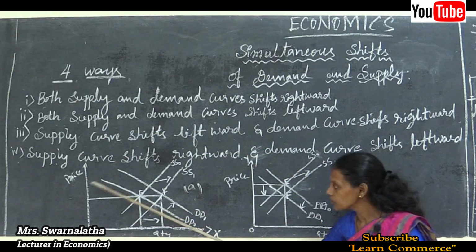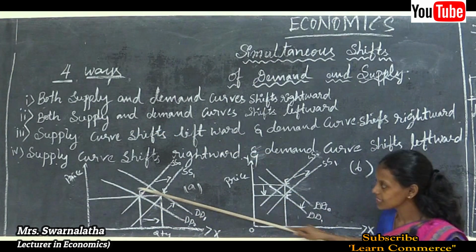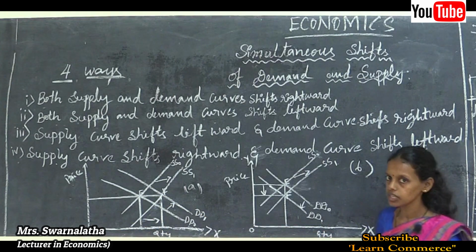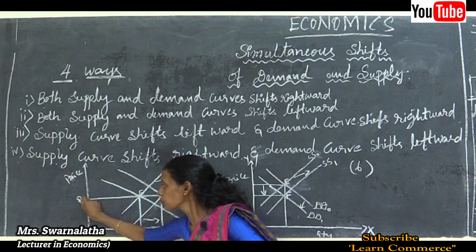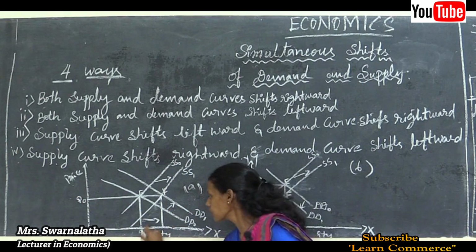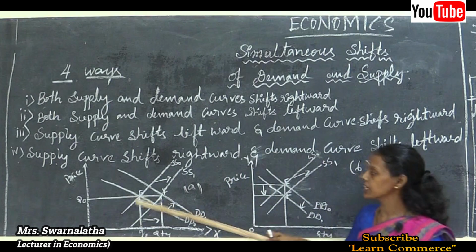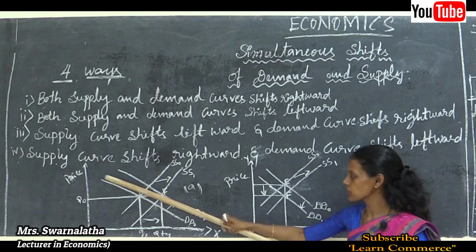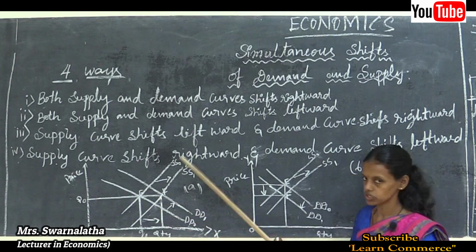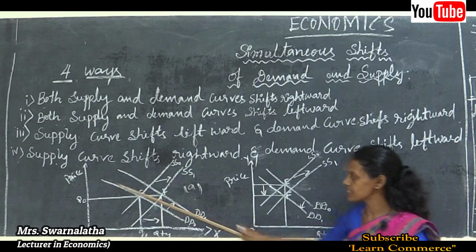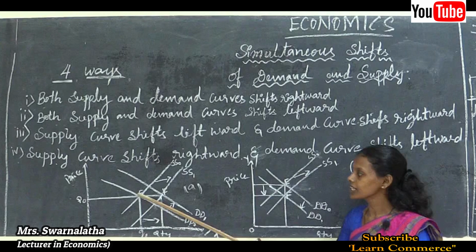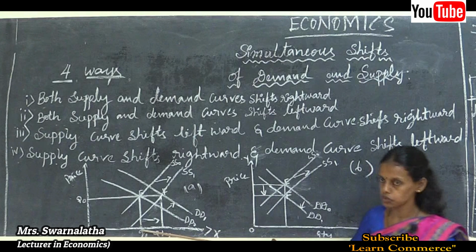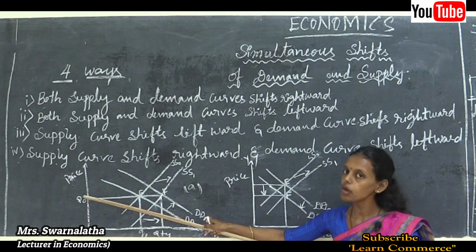So here the price line is P. Initial equilibrium occurs at OQ level of output, price is P naught, and initial quantity is Q naught. So the initial equilibrium point is E. Here you can see the intersection of D naught and S naught. The intersection of the demand curve and supply curve leads to equilibrium in the market. So OQ level of output is produced with the help of OP level of price.